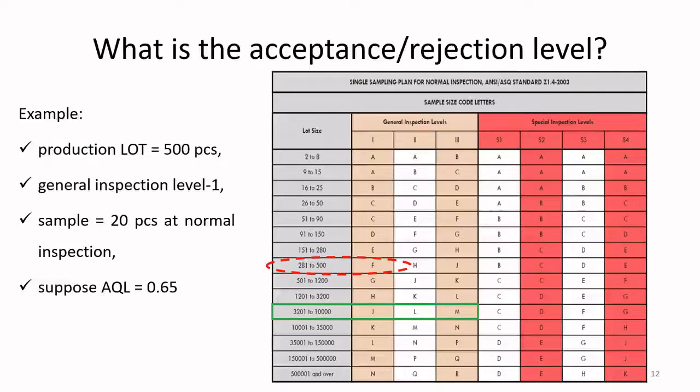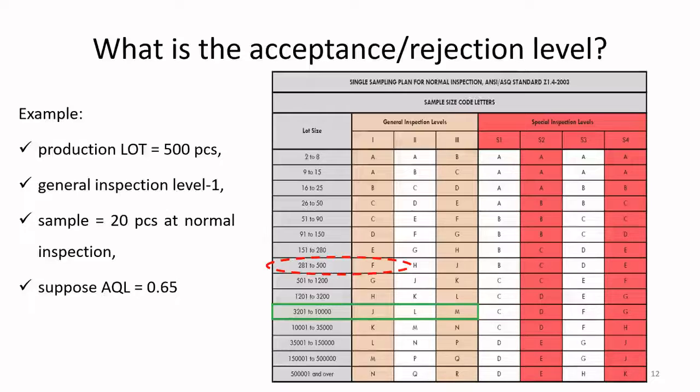If it was 501 pieces, it would have gone to the next row, which is 501 to 1200 pieces. If your production lot was, let's say, 600 pieces, it would have fallen in that 501 to 1200 pieces. So here we have the production lot of 500 pieces, which falls under 281 to 500. Now, general inspection level has been stated as 1. You can see we have general inspection levels and special inspection levels. Now we want to see general inspection level 1.